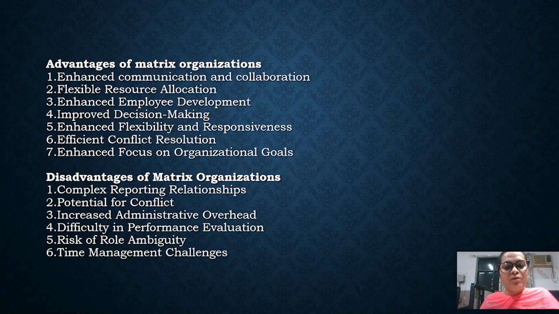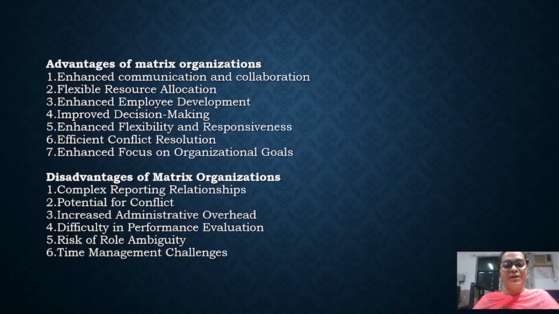The collaboration between the two is the nature of the matrix organization, which ensures that the efforts across different departments are integrated, means all the efforts of different departments are synchronized, and which contributes to the overall success of the organization. This will always lead to more effective project execution.